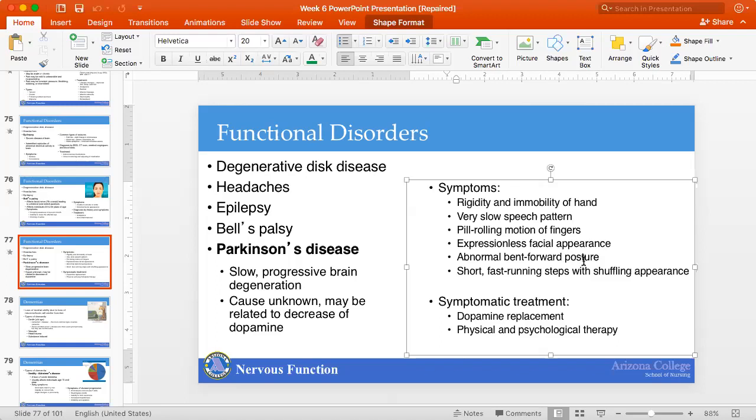abnormal bent forward posture, and this one right here I see a lot too, short, fast running steps with a shuffling appearance, almost like you have shoes or slippers on that are too big, and you're trying to keep them on. It's very short, almost like a tapping appearance to their steps, and it's what they would call a shuffling gait. Symptomatic treatment, so dopamine replacement, and then physical and psychological therapy.